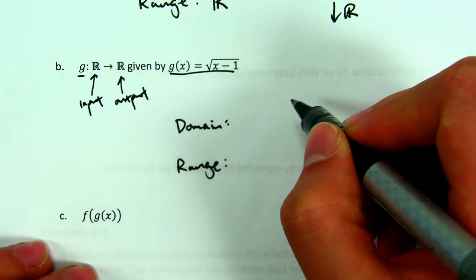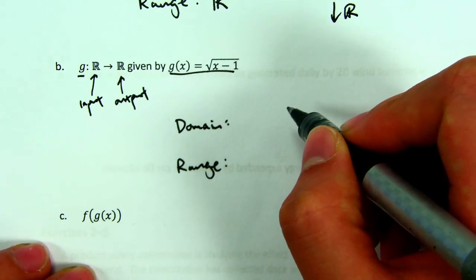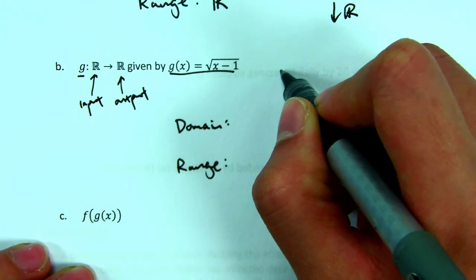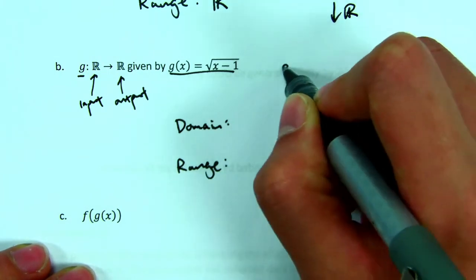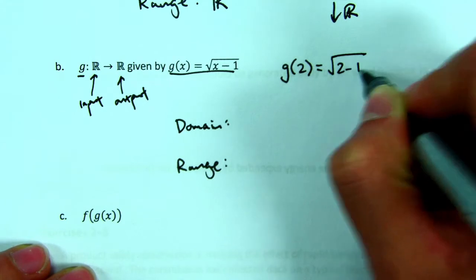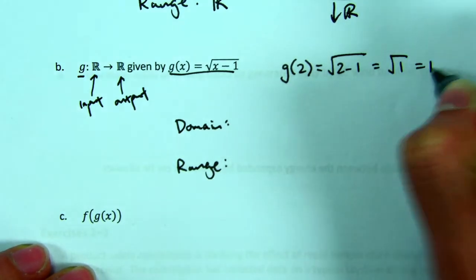So take a minute to think. Pause the video if you need to. Okay, here we go. So you might just start plugging in random numbers. What happens when I plug in 2 as x? I get square root of 2 minus 1. That's equal to square root of 1. That's equal to 1. So that's okay.